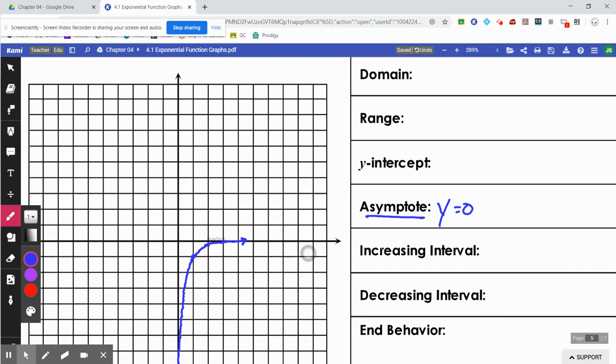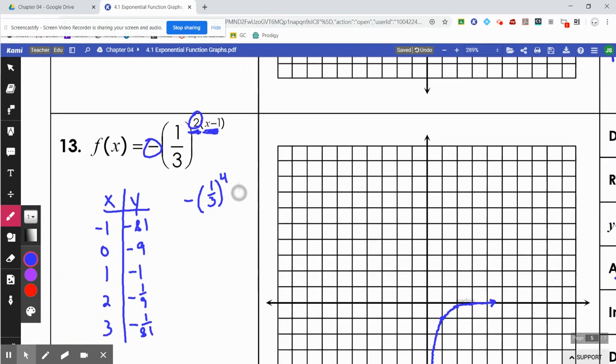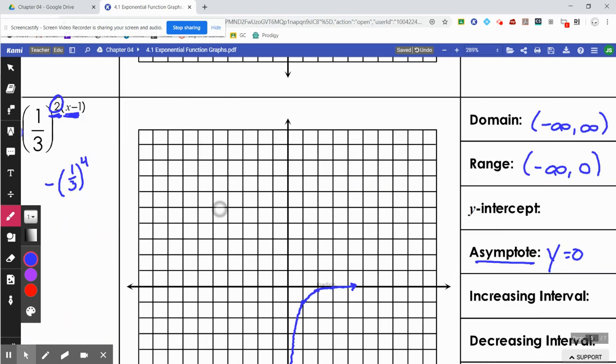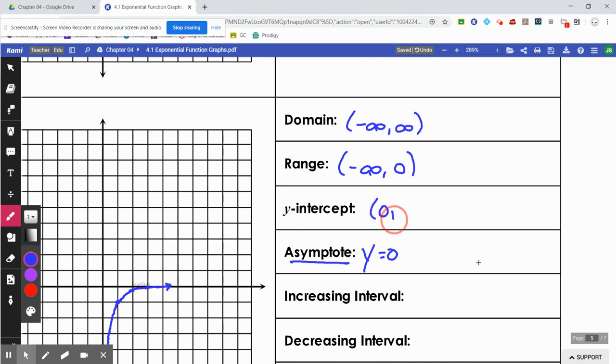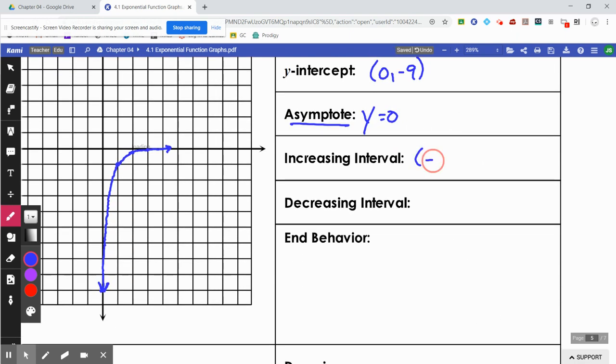And the reason I did it first is it's so important to do that so that we know about our range. Now our domain is still the same, all real numbers, but our range is going to be negative infinity up to that asymptote line, up to 0. Our y-intercept, we did have over here on our graph, it's going to be at 0, -9. Anytime your x value is 0, that's your y-intercept.